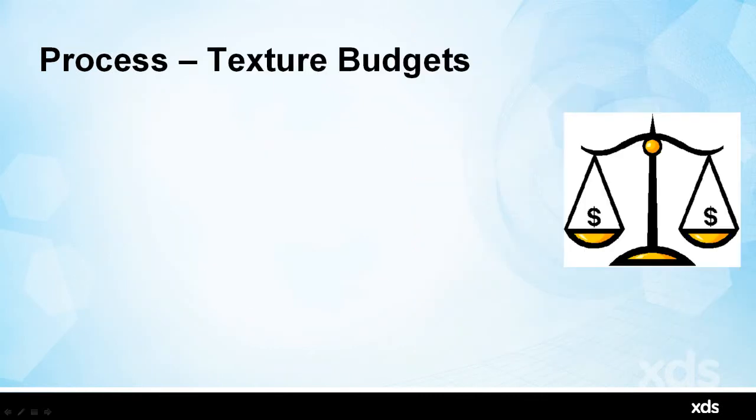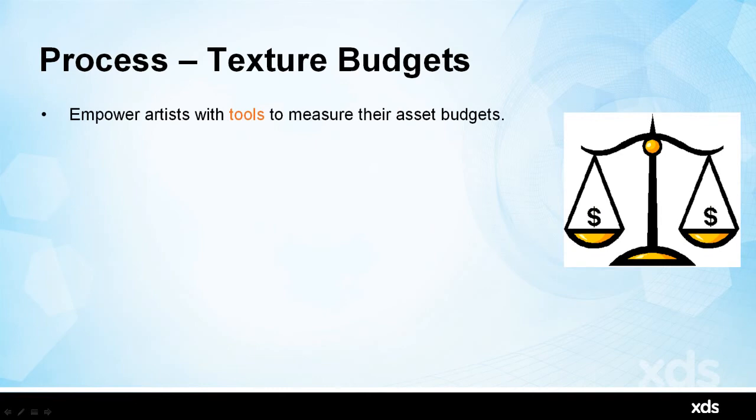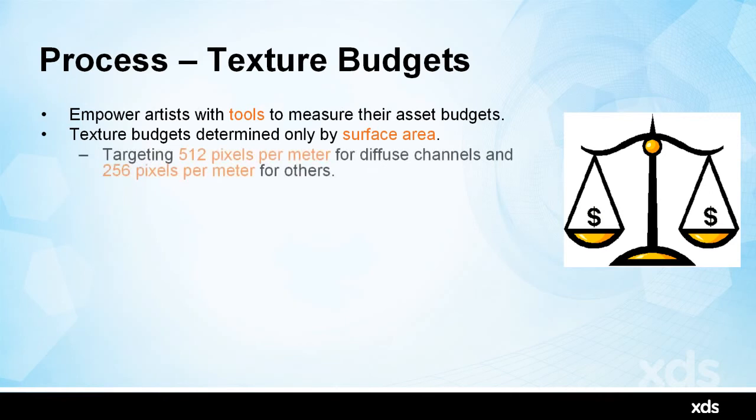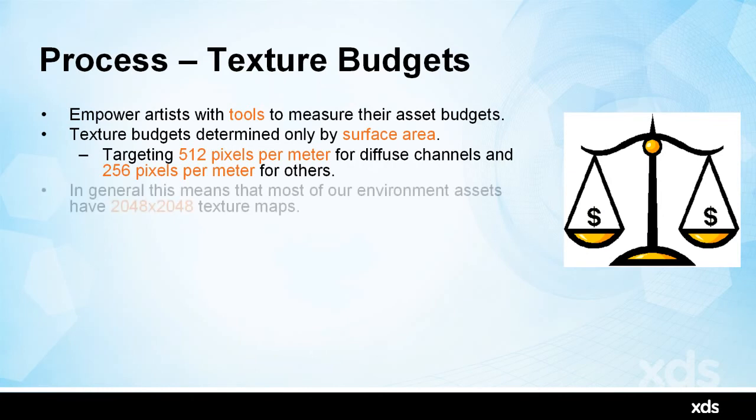Texture budgets. I wanted to talk a little bit about our budgets, because again, next-gen has quite a bit of unknown around it still. So we determine our texture budgets by surface area of the object. We target 512 pixels per meter for a next-gen game, 256 pixels per meter for other platforms sometimes. So that means most of our environment assets are 2048.